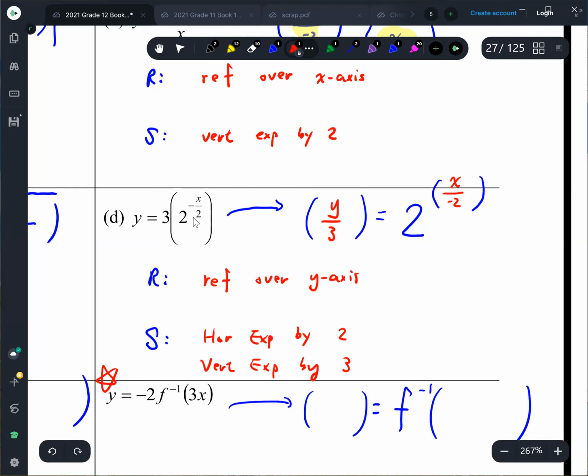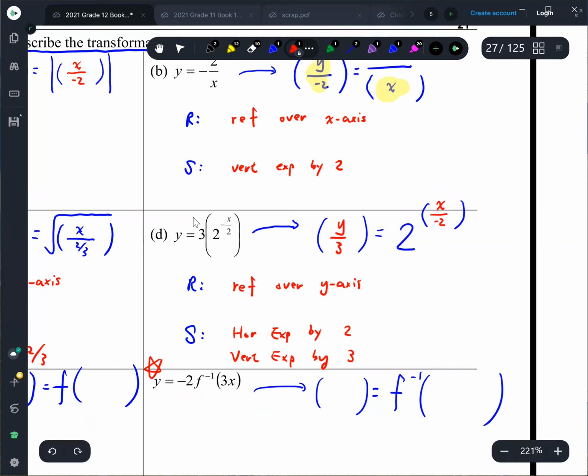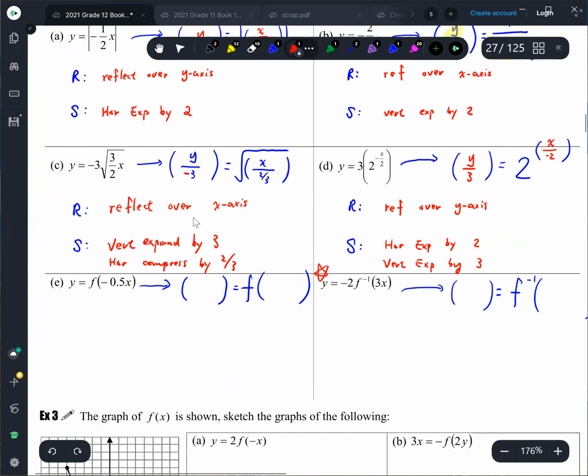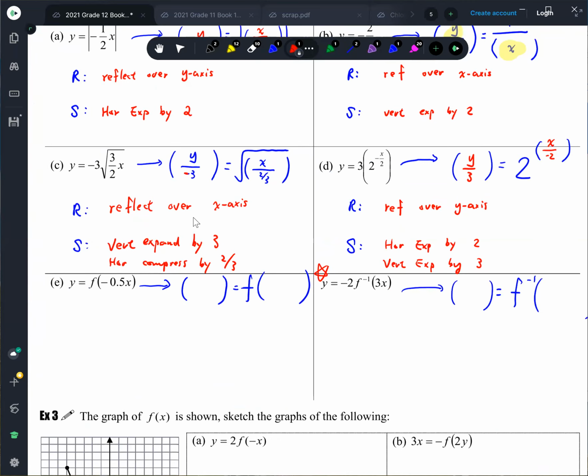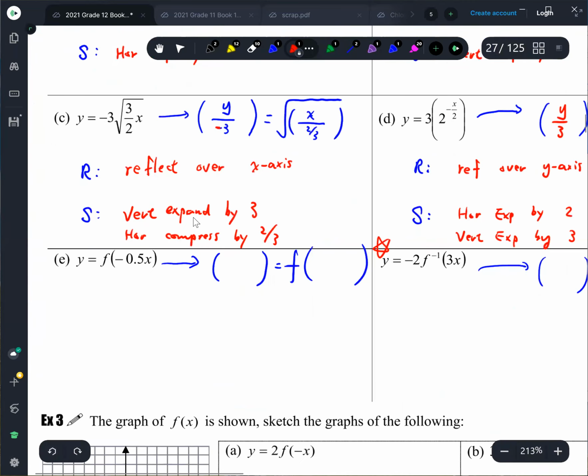Okay, remember the negative controls what? The reflections. Yeah, so when you describe the stretch, the rule was ignore the negative. You pretend the negative is not there. That's for the reflection. Now we have the last one here. We won't do the inverse today. We'll just do question E.